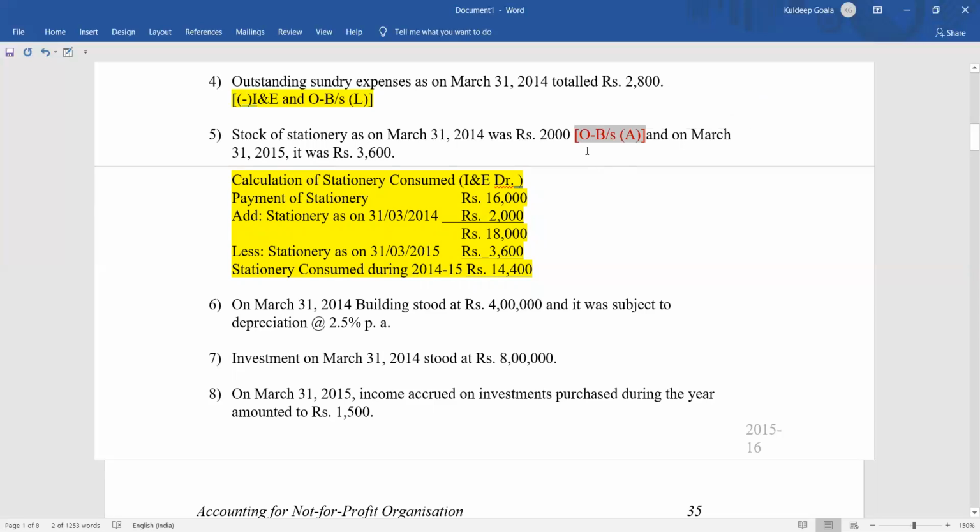And again, this 3,600 will come in the closing balance sheet. Which side? Closing balance sheet, asset side, because this is going to be this year's asset. Okay, I hope all of you have understood this point nicely, right?